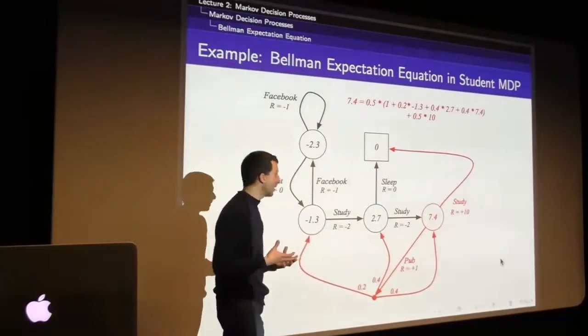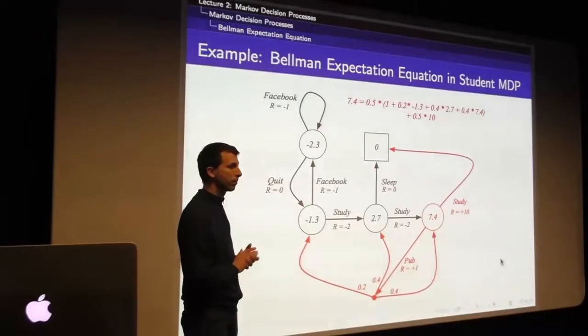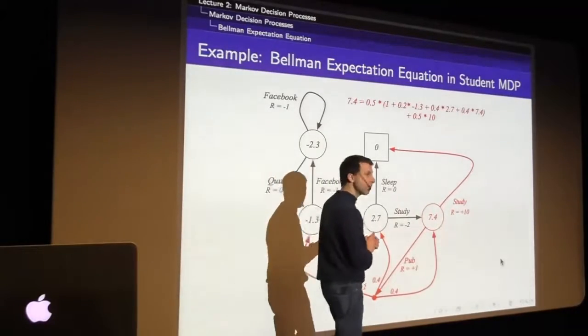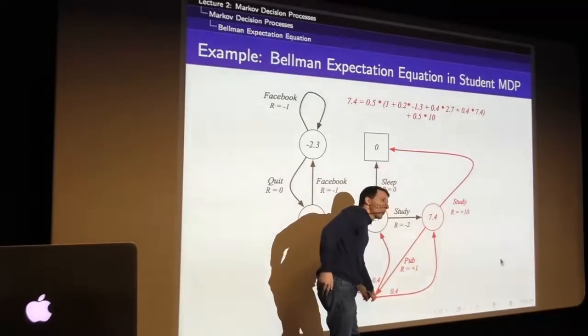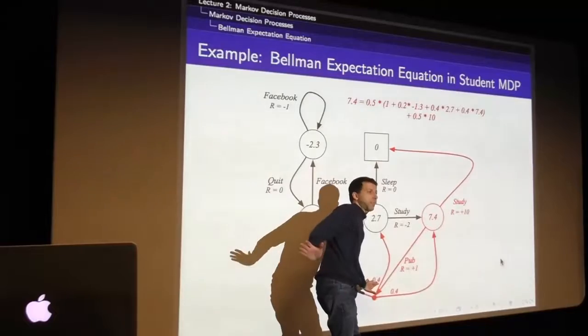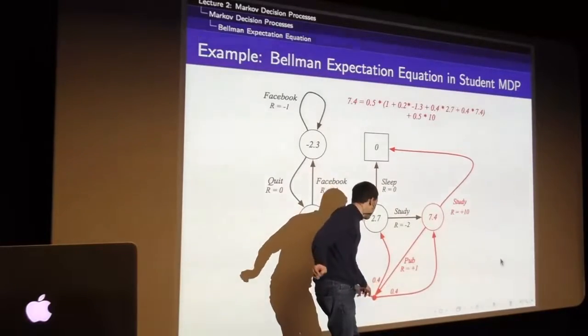So pub is an action now. Here, pub is an action, yeah. But it ends up at something which isn't a state, whereas study ends up in something which is a state. So what? No, everything ends up in a state. If you take the pub action, you end up at this black dot, which represents a chance node. You mean you can't stay there? You can't stay there, no.